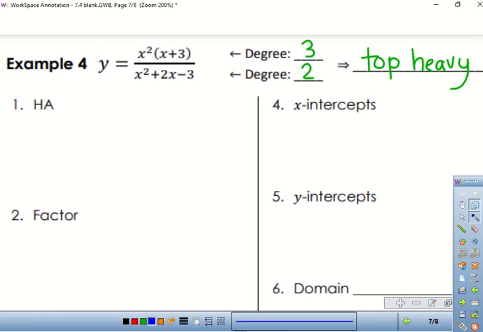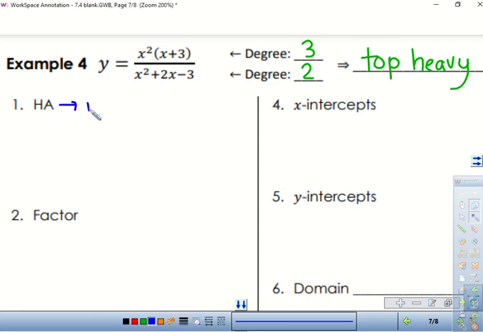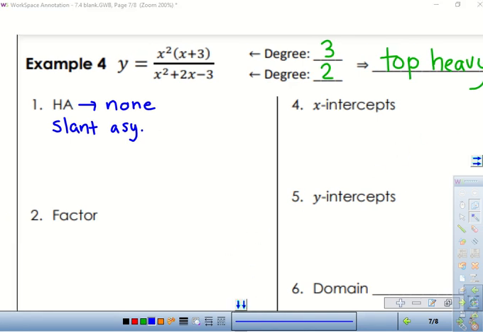Now we're looking at our horizontal asymptote. This one does not have one, and the reason it doesn't have one is because it's top heavy. But it may have a slant asymptote. The way we find the slant asymptote is we actually use synthetic division. What we have to do here is first factor this, before we do anything else. So let's come back to that section. Let's factor this.